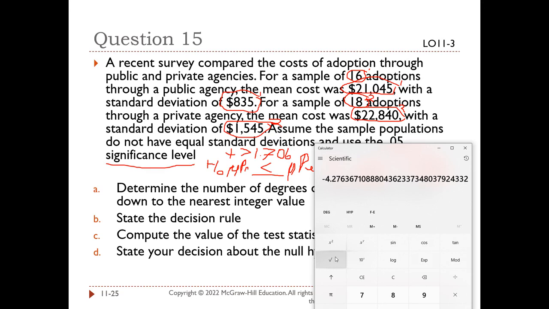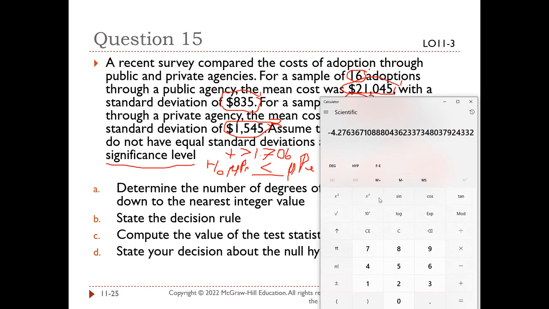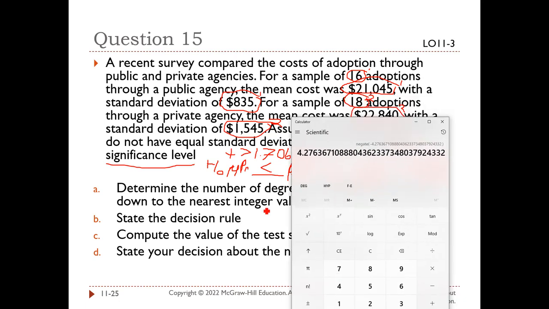So we're looking at 4.276, because again, we have a positive right here. So we have to make it positive so we can look at the numbers. So there we go. Is it indeed greater? It is greater. So we're going to reject.